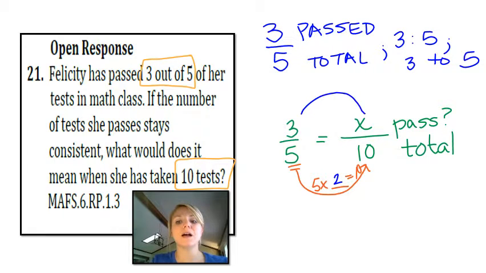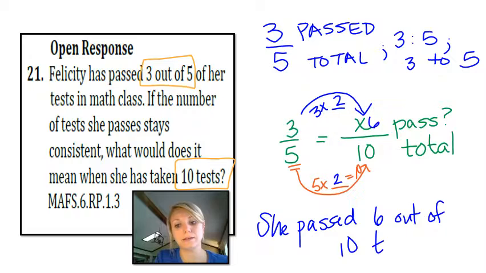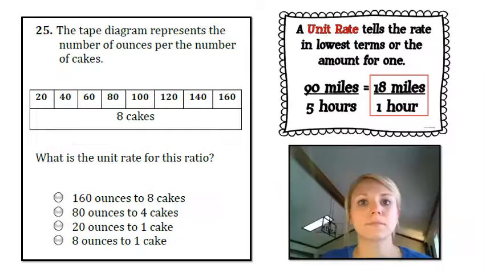So then we need to do the same on the top. 3 times what would give me my top number? Well, I have to multiply it by 2, right? It has to keep that same pattern, so that would give us a 6. So that tells us here that she's passed 6 out of the 10 tests. And that would be your answer.